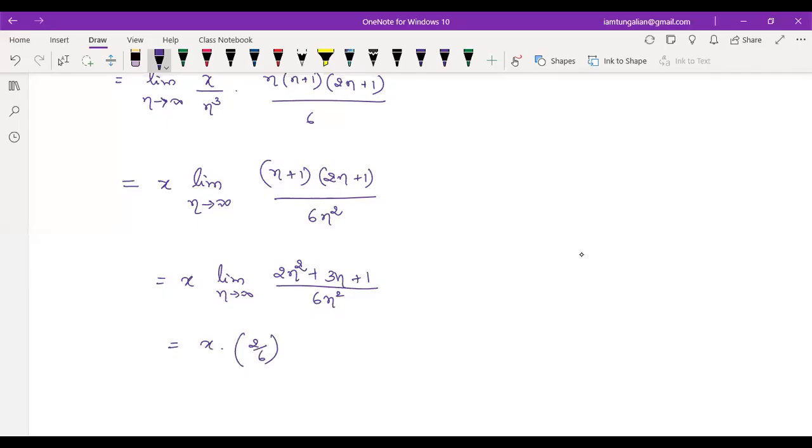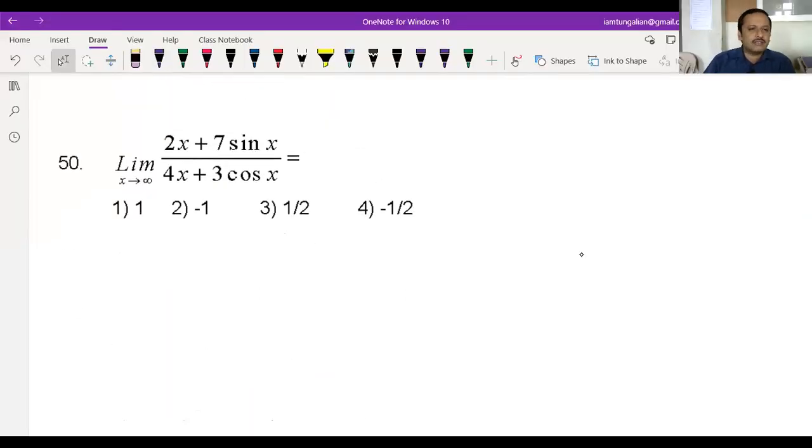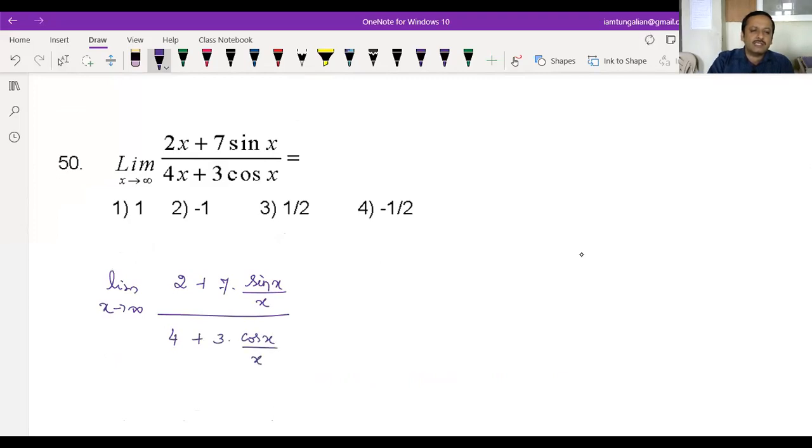We can go for L'Hospital's rule. L'Hospital's rule also can be used. Instead of that, it is better if you divide by x. Divide both the numerator and denominator by x. Dividing by x here will give you limit x tends to infinity. When I divide by x, this will become 2. Here you will have 7 into sin x by x divided by 4 plus 3 into cos x divided by x. Now, as x tends to infinity, what happens to sin x by x? Limit x tends to infinity, sin x by x is equal to 0.